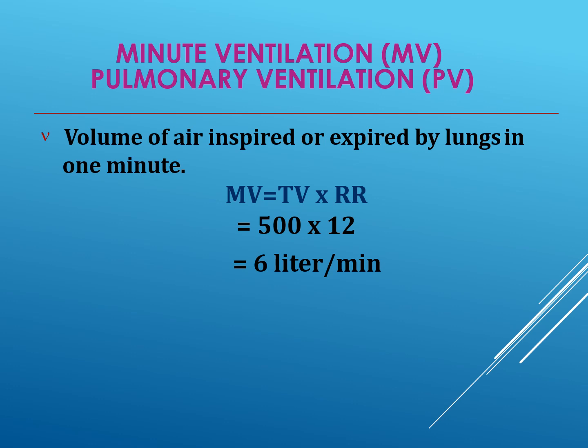So the normal tidal volume is 500 ml and the respiratory rate is 12 to 15 breaths per minute. Therefore, we will be getting 6 to 7.5 liters. If we take the respiratory rate 12 to 15, it will be 6 to 7.5 liters per minute. So depending on this formula, you will be getting some problems which are given in the practicals.